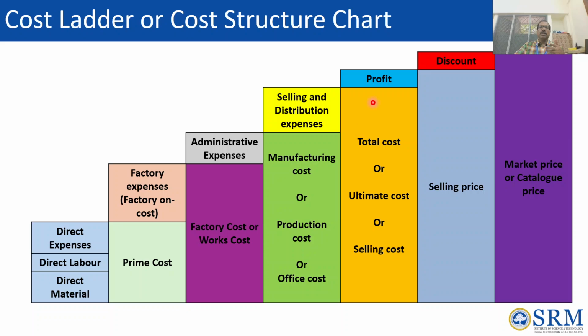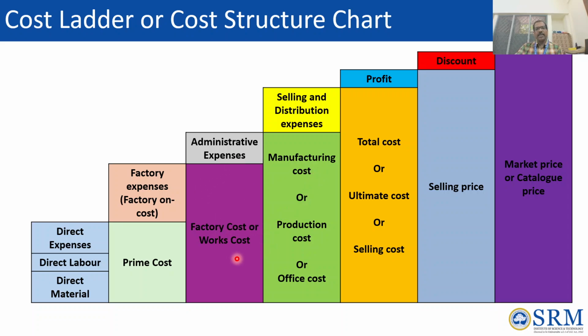Now that total cost we know from the combination of manufacturing cost plus selling and distribution expenses. So what is manufacturing cost? Manufacturing cost is factory cost or works cost along with administrative expenses. People will be doing administrative tasks, like managerial jobs, right? For them, we need to pay some money. That expense is not direct, it's indirect expenses. If we add it together with the factory cost, we get the manufacturing cost.